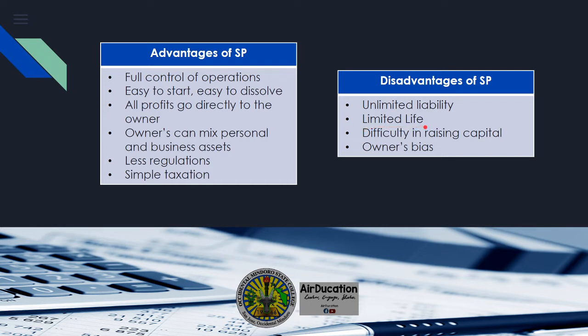Next, limited life. Why limited life? Since you are the owner, the business is registered under your name. In case the owner unexpectedly has an accident or dies, that's the worst thing that could happen. So, in short, there's no existing owner who can manage the business since you are the only one registered under that business. Okay?